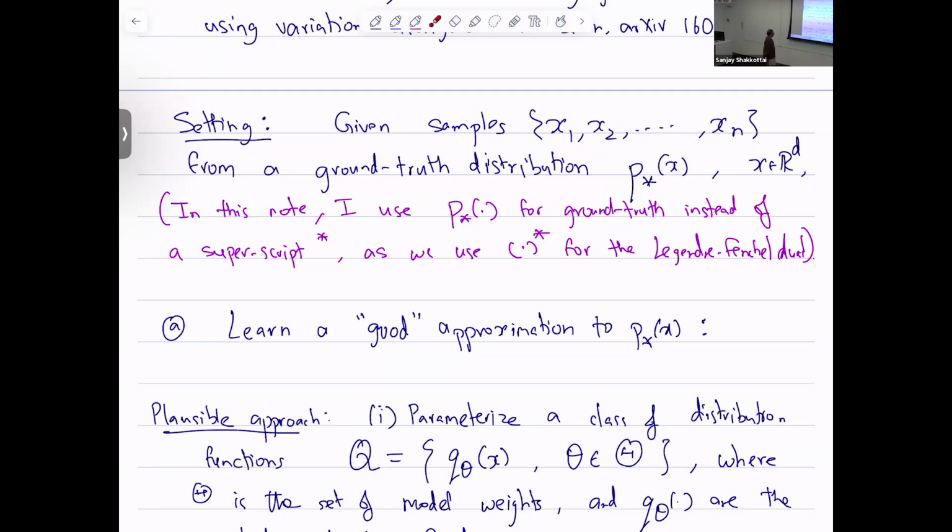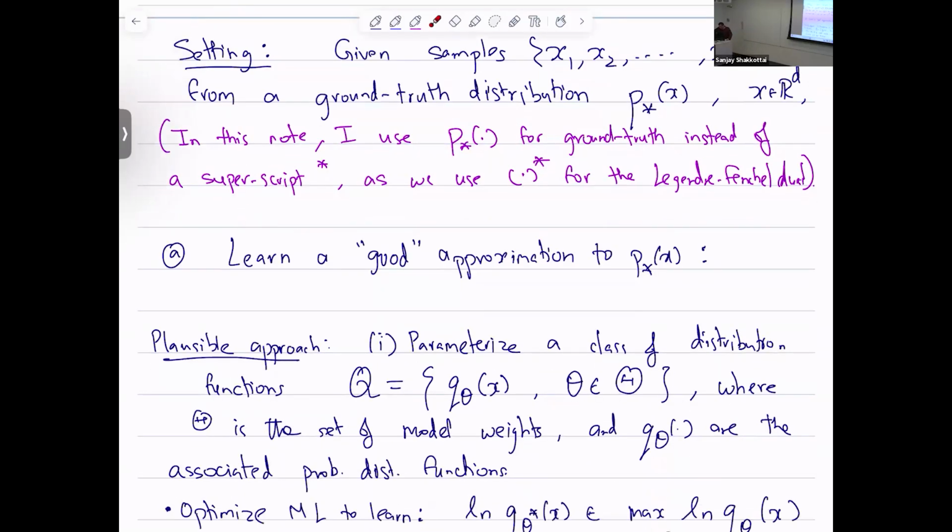We are trying to learn a distribution. What do I mean by that? You're given samples x1 through xn from some ground truth distribution, the xi's are in R^d, and p star of x is the ground truth. In terms of a notational switch from last time, we were always using superstar for much of the time. Now the star has moved to a subscript, because we'll use superstar for the Fenchel dual, the Legendre-Fenchel dual. I don't want that notation to get mixed up, so I'm going to use a subscript here.